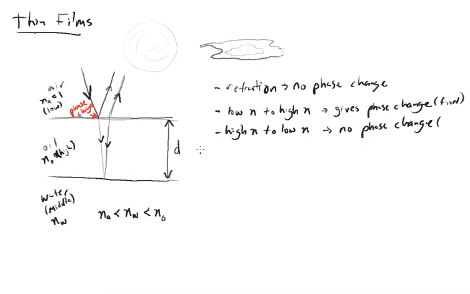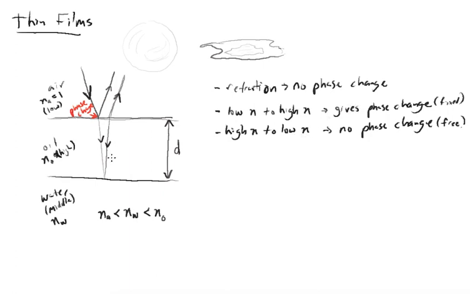And then in this one, it's going from a more rigid medium to a less rigid one, so this is like a free boundary, okay? And the free boundary doesn't invert. There's no phase change. This one gives an inversion. There is a phase change. It inverts. Okay, so we need to know that first. So that's the first thing you have to remember.